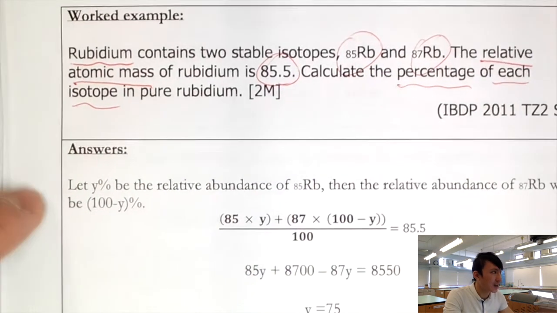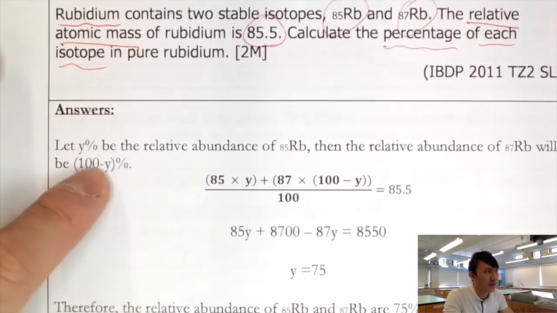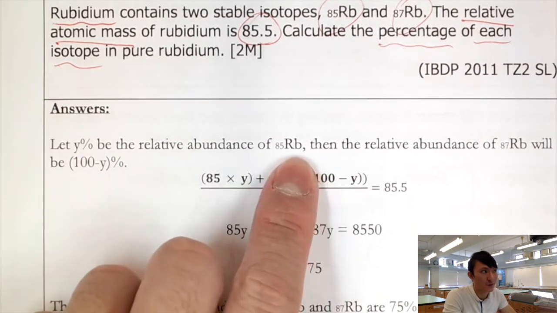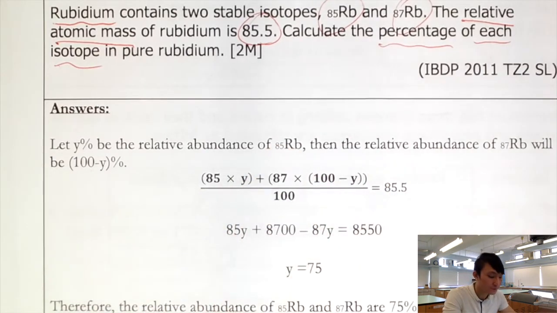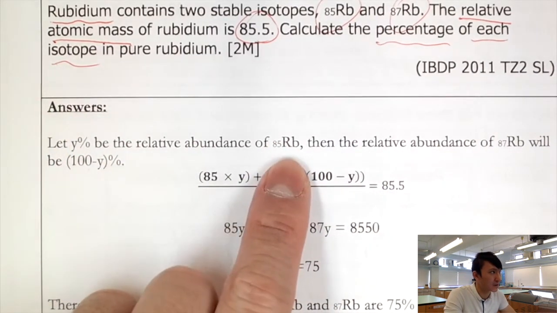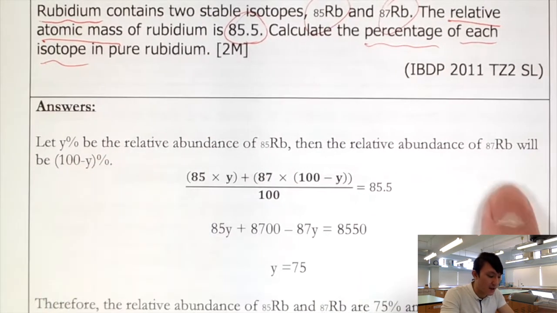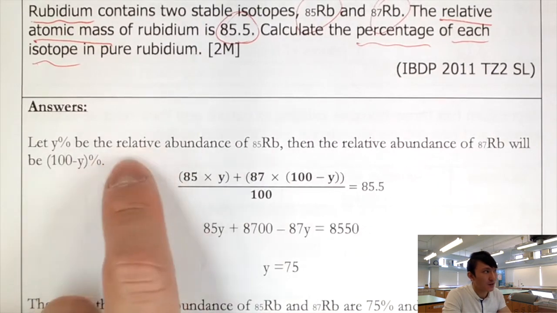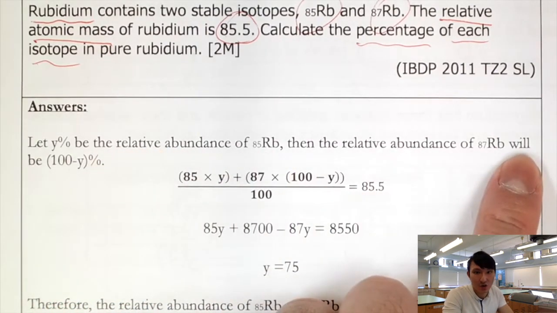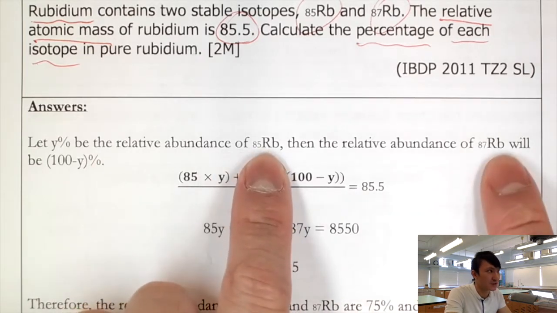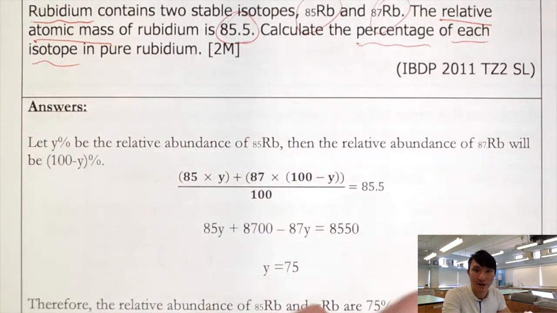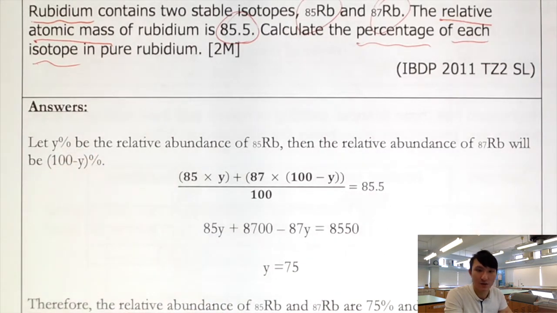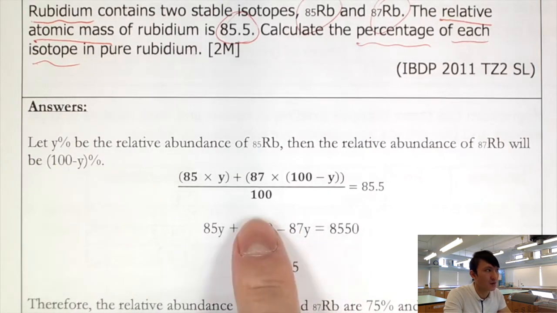Basically, you need to let Y% be the relative abundance of one of the isotopes. It could be rubidium 85, it could be rubidium 87, it doesn't matter. So let's just say rubidium 85 is Y%, then rubidium 87 must be 100 minus Y%, because these 2 are the only 2 isotopes. When these 2 percentages are added together, it has to be 100. So you think about it, 100 minus Y plus Y definitely equals 100%. So this is how it works.